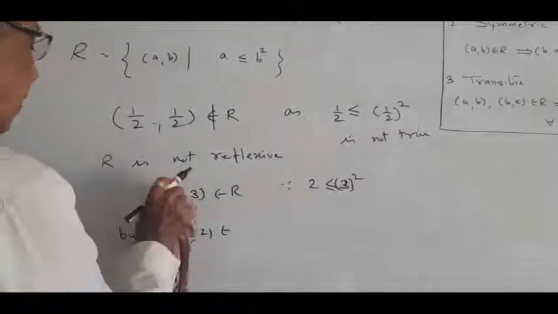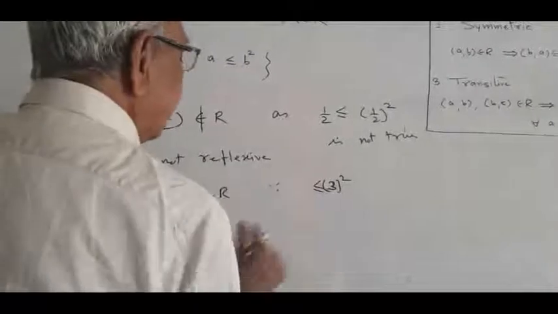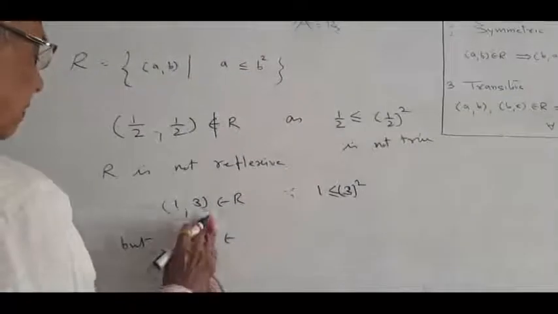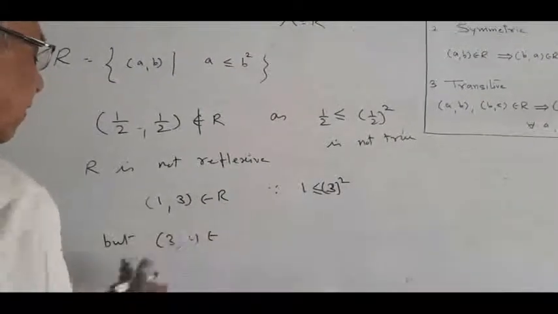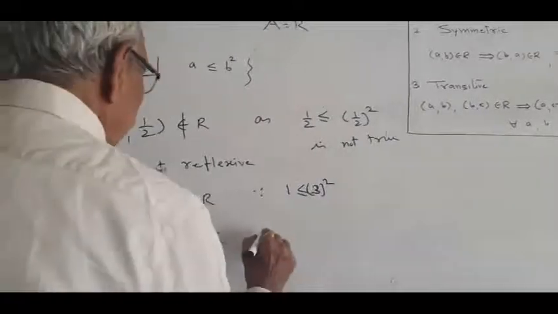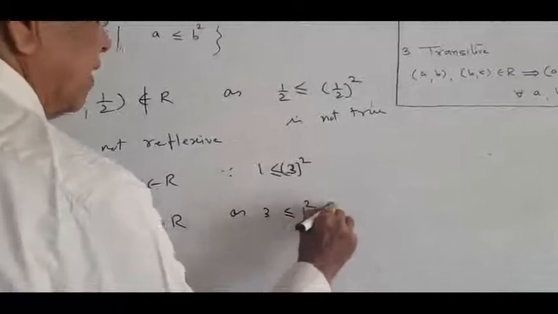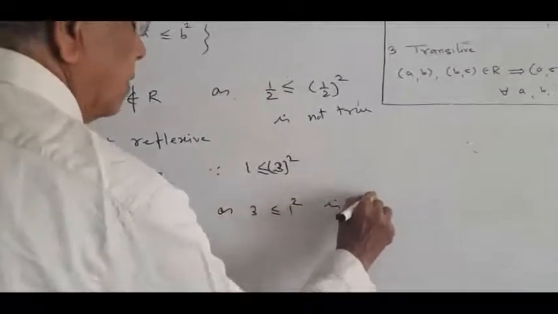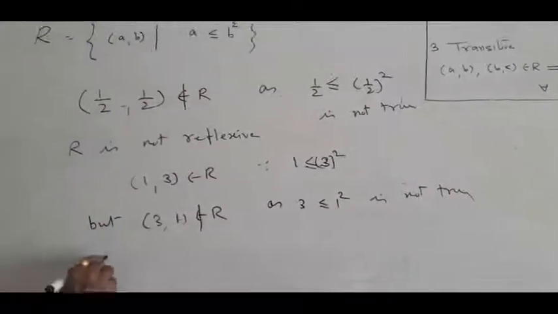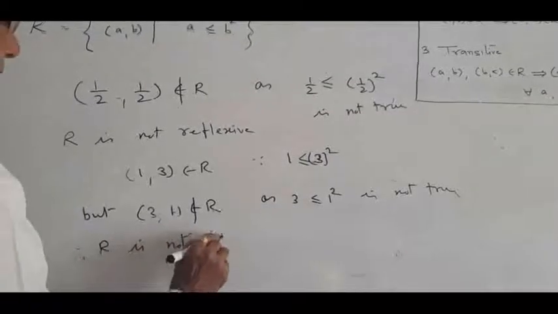Here let me write (1, 3). (1, 3) belongs to R because 1 is less than or equal to 3 squared, right? But (3, 1) does not belong to R, because 3 is less than or equal to 1 squared is not true. Therefore, R is not symmetric.